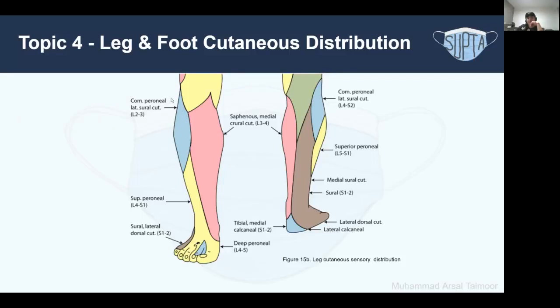And it sort of corresponds to the common peroneal nerve, sort of wraps around the fibula. It will also supply that lateral aspect of the leg there. And then you've got the deep peroneal. Remember, between the big toe is L4, L5, and the sural nerve S1, S2 on the lateral aspect of the foot. And then you've got that saphenous nerve as well.